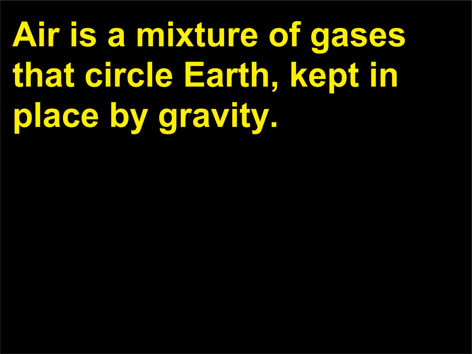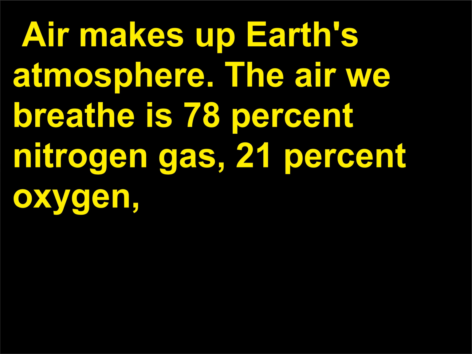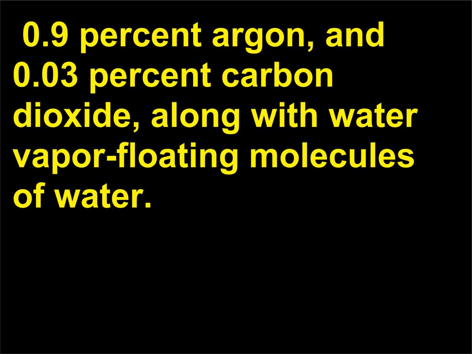What is air? Air is a mixture of gases that circle Earth, kept in place by gravity. Air makes up Earth's atmosphere. The air we breathe is 78% nitrogen gas, 21% oxygen, 0.9% argon, and 0.03% carbon dioxide, along with water vapor, floating molecules of water.